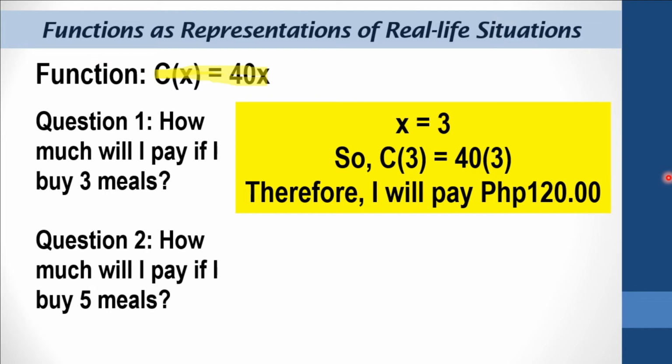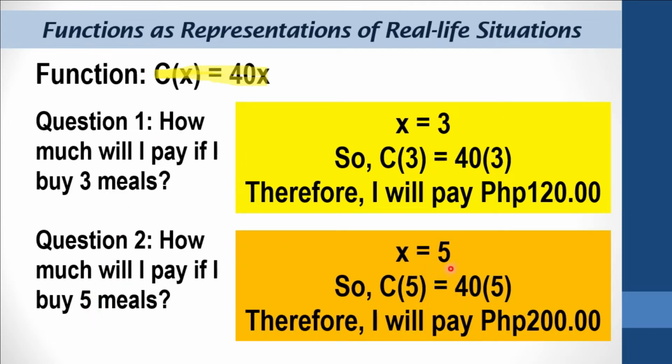Okay, what else? Question number 2, how much will I pay if I buy 5 meals? So, ayan, gagamitin na naman natin tong function na to. So, remember that our x is the number of meals. Therefore, x is equal to 5. C of 5 is equal to 40 times 5. Therefore, I will pay 200 pesos. So, ayan. Okay, ito yung main function or ito yung pinaka-purpose ng functions as representation in real-life situations. Kasi parang ginagawan lang natin siya ng formula para makuha yung desired answer.